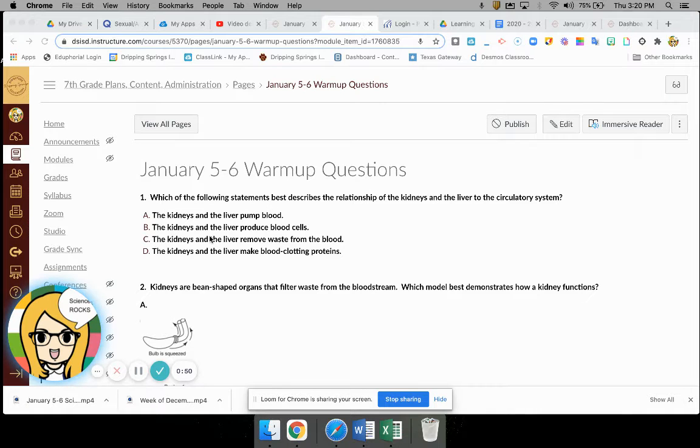B, the kidneys and the liver produce blood cells. Well, do they, or does bone marrow produce blood cells? Bone marrow produces blood cells, so eliminate B.